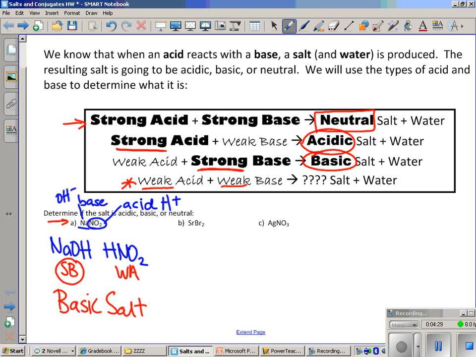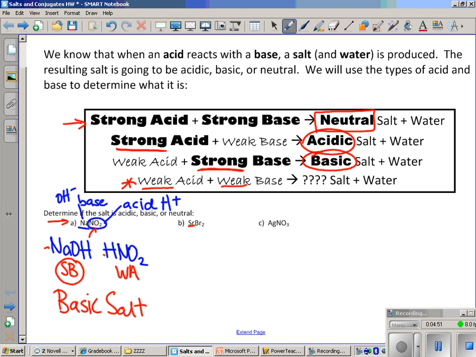So again, what we do is we take our salt, we split it into its anion and its cation. We take the cation, that's the one that's part of the base, and we add hydroxide to it. That's where I got this right here. Then I'm going to take the anion, the NO2 minus, and I'm going to add a hydrogen to it and make it an acid. And then just look at what those acid and bases are. So let's try this one.